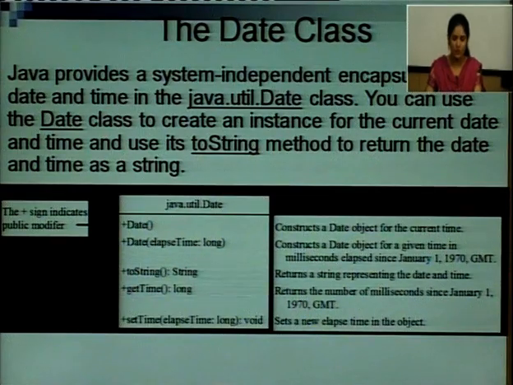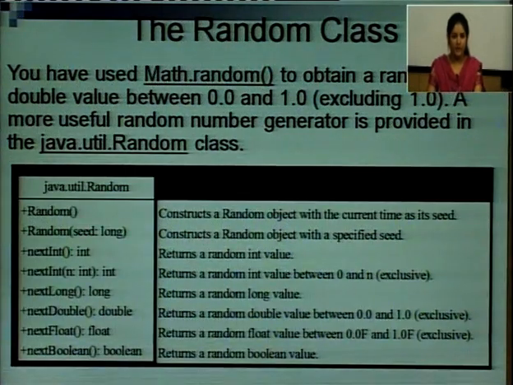class which can be used in your programs. Next class is the Random class. You can use Math.random to obtain a random double value between 0.0 and 1.0. A more useful random number generator is provided in the java.util.Random class. These are the different methods which reside in that particular class.